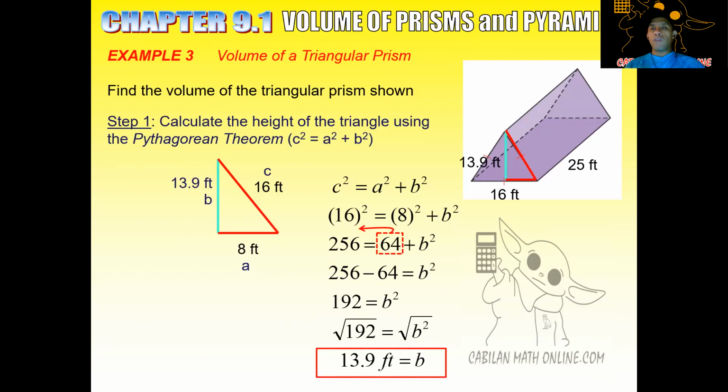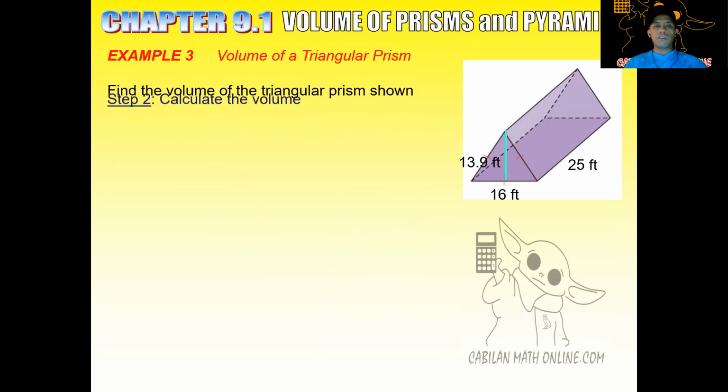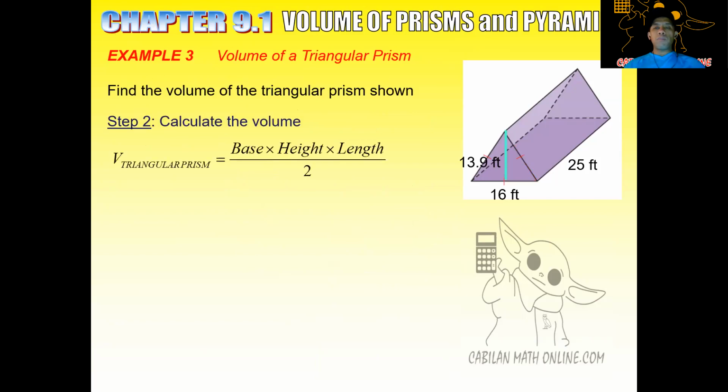So we now have all the information we need in order to solve for the volume of this shape. So let's do that. As I said before, if you try to put the numbers first into this formula, you'll probably notice that there was no height given to you. So that's just another way that you can figure out that you do need to solve for the height using the Pythagorean theorem. So we're going to put the numbers in accordingly.